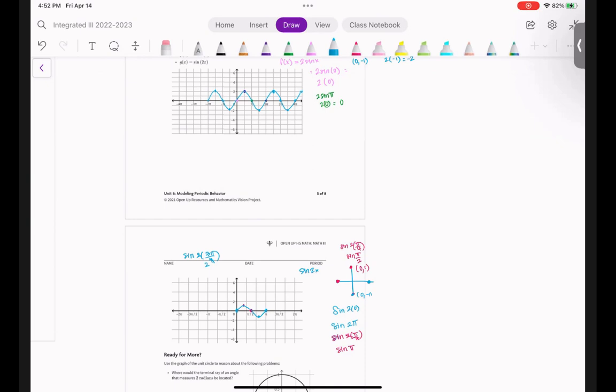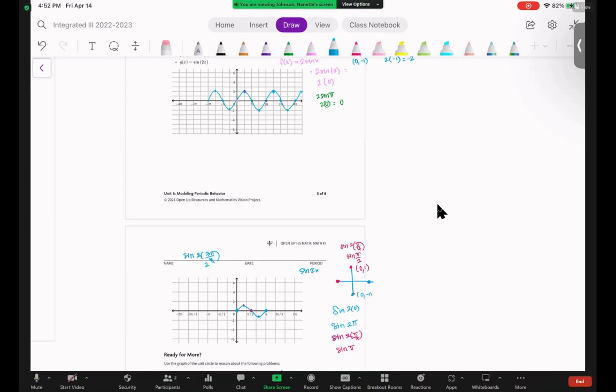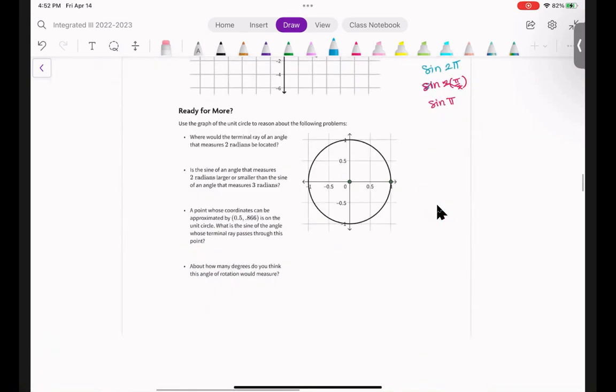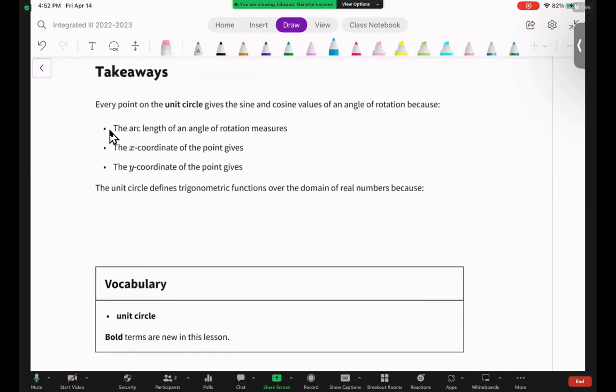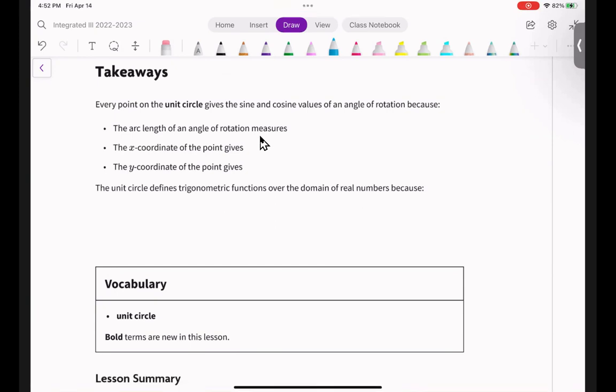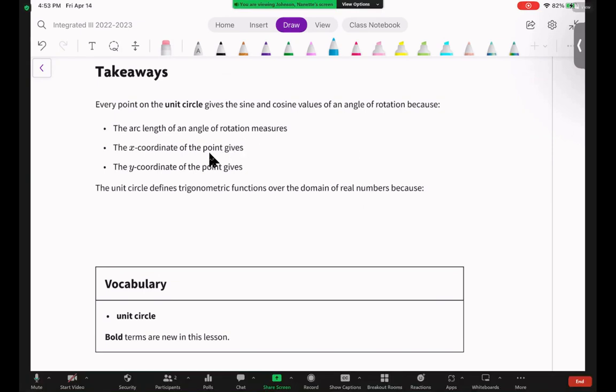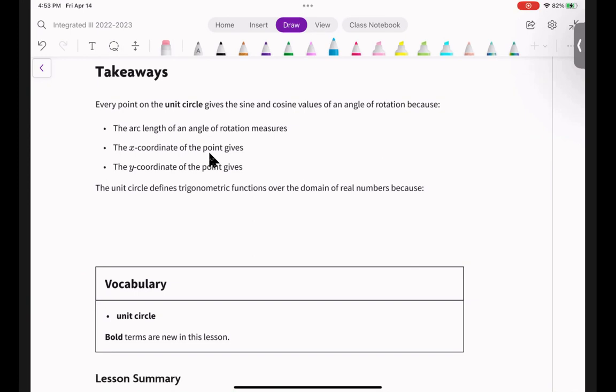And so now you should be a lot more comfortable with understanding this. The biggest things that I would want you to take away, and actually let me go through takeaways and then I'll talk about the takeaways I want you to know. So the next part, it says every point on the unit circle gives the sine and cosine values of an angle of rotation, because the arc length of an angle of rotation measures the angle of rotation in radians. Okay. And the x coordinate is the same as the cosine, and the y coordinate is the same as the sine of that angle.